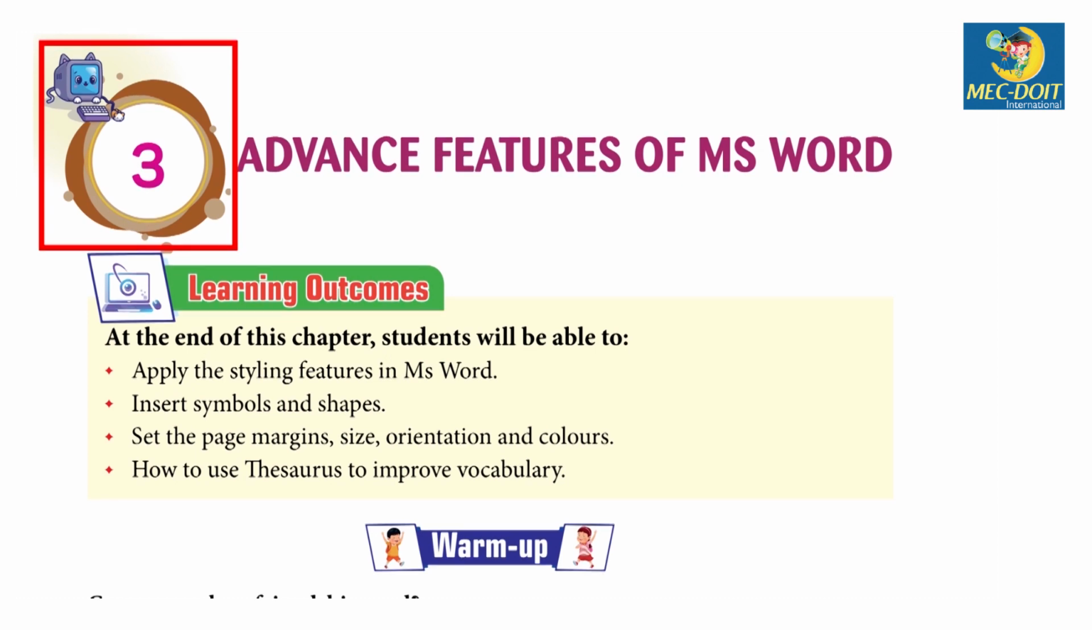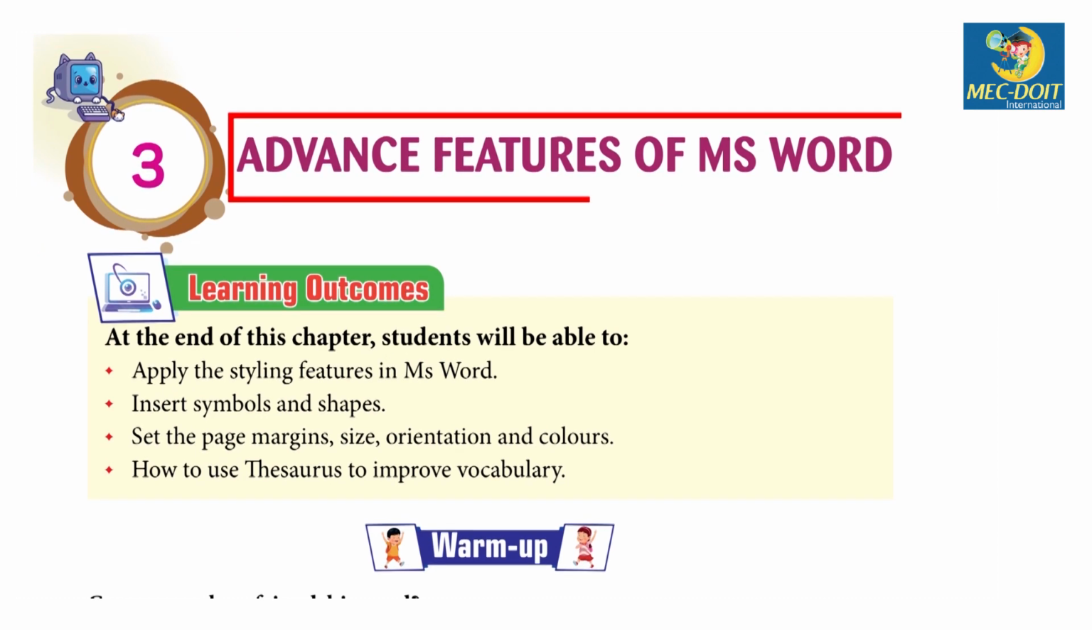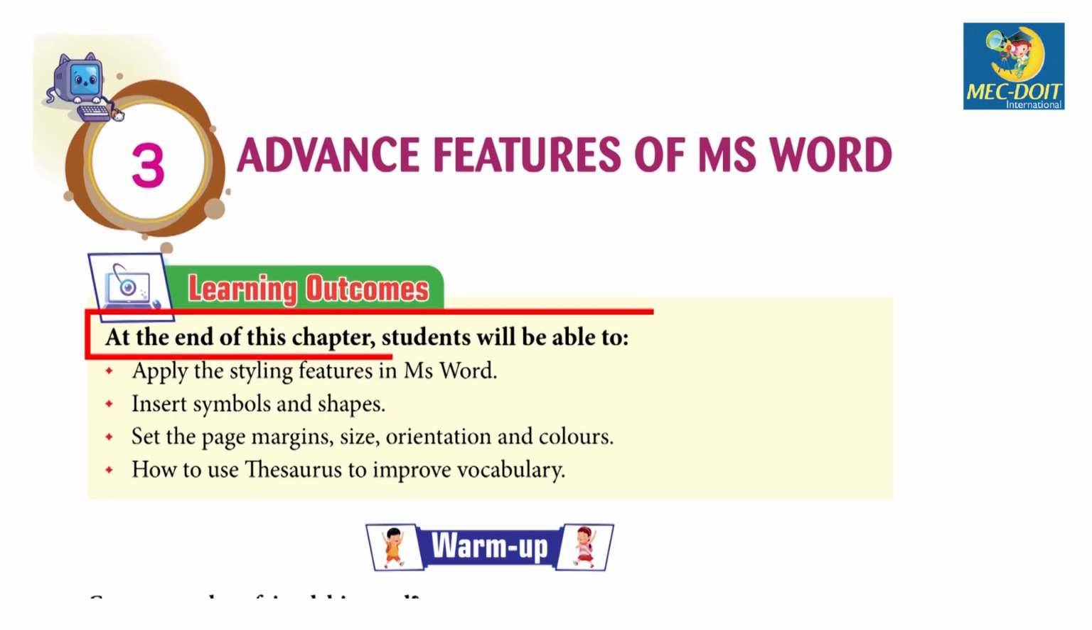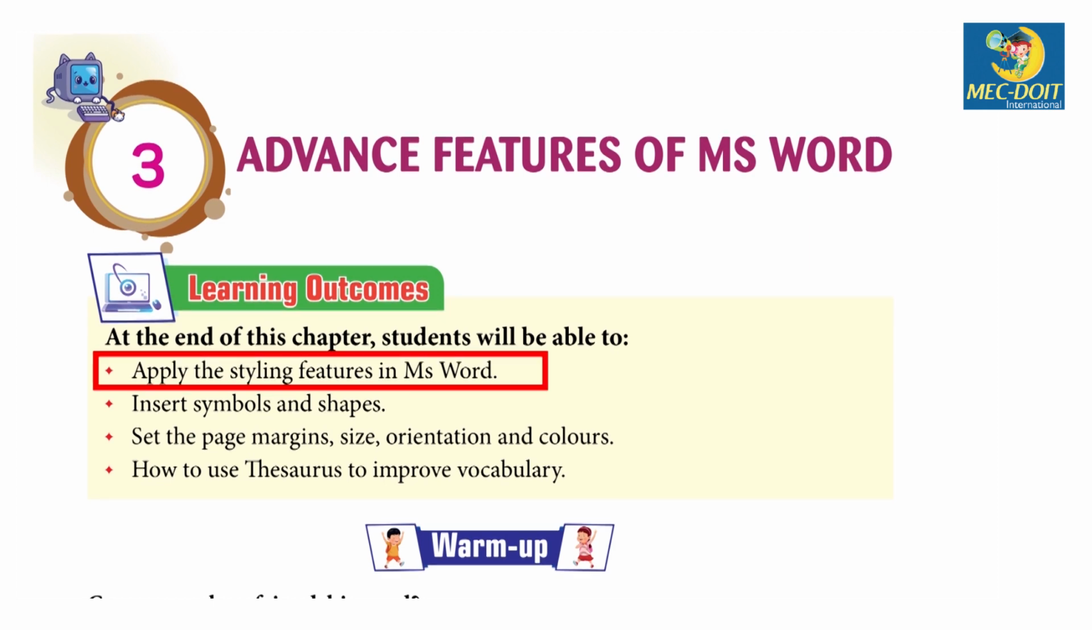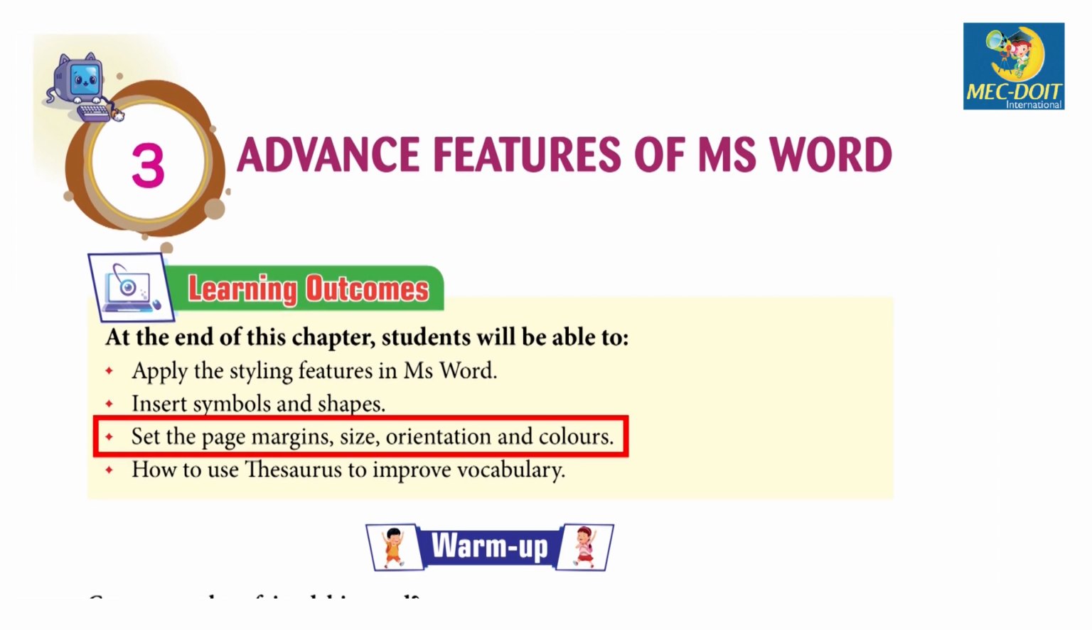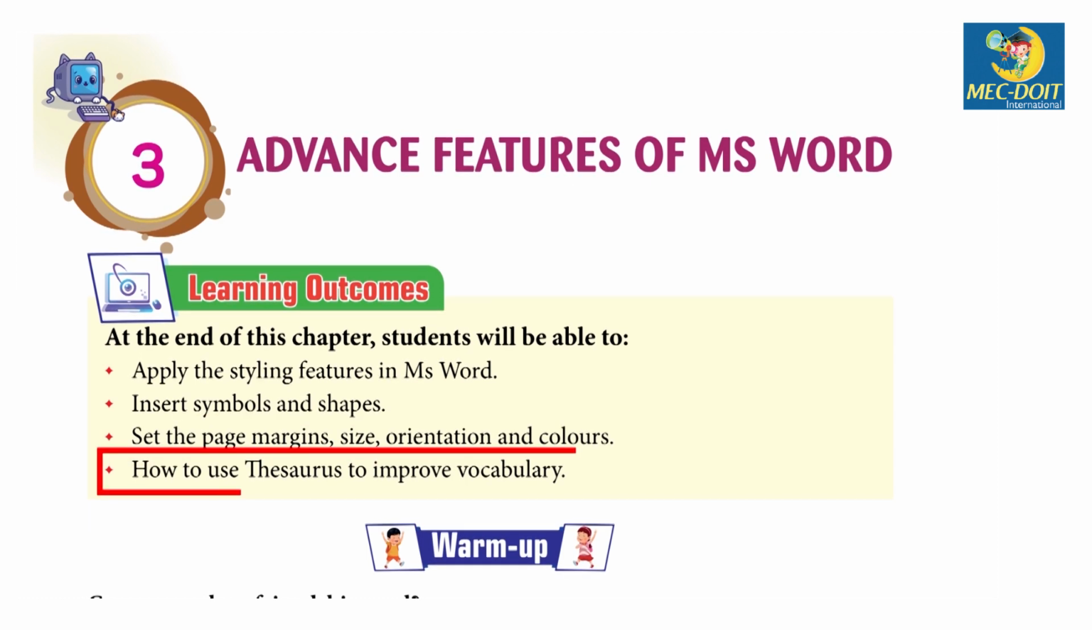Chapter 3: Advanced Features of MS Word. Learning Outcomes. At the end of this chapter, students will be able to apply the styling features in MS Word, insert symbols and shapes, and set the page margin, size, orientation and colors, and learn how to use scissors to improve vocabulary.